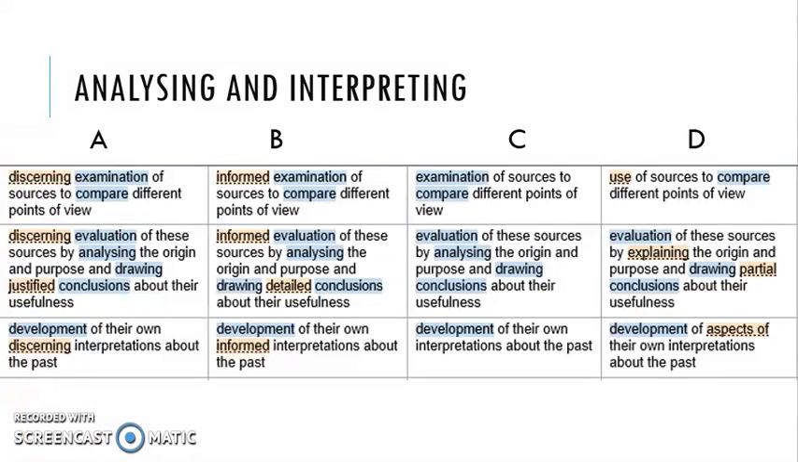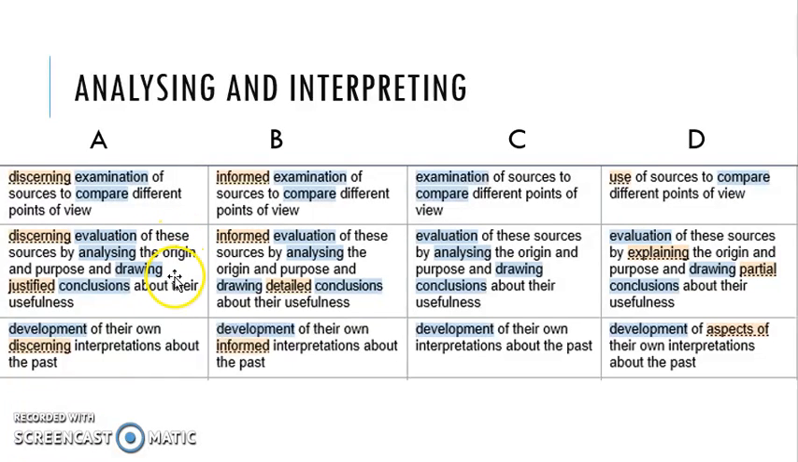The third criteria is about analysing and interpreting the information. So the first section is about examination of the sources to compare different points of view. This is in your research booklet where you have filled in the information for each source on perspective, motives, and values. And your teacher will be looking at whether you filled that in a discerning way, so very detailed and to the point, whether it's an informed examination, whether you have simply completed it and it's still accurate but not very informed, or whether you have some use of that aspect.